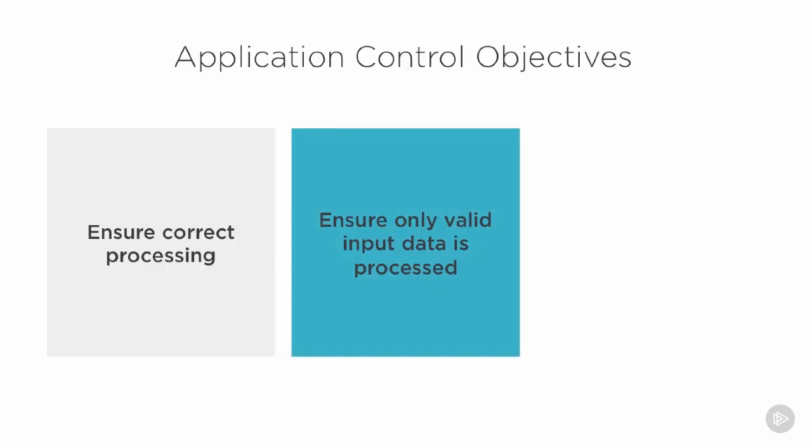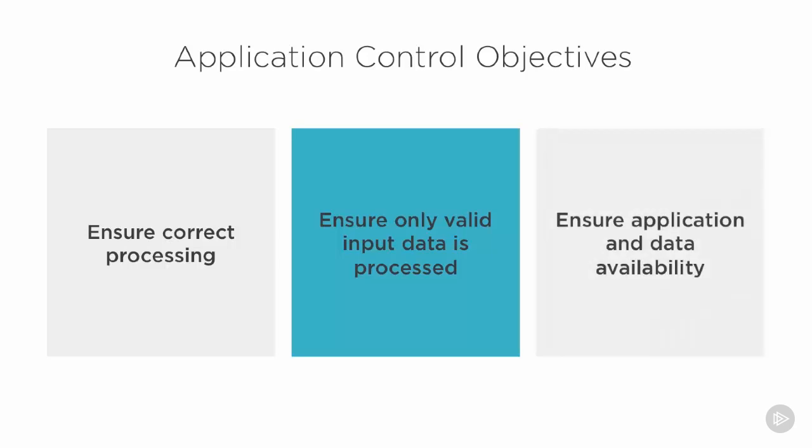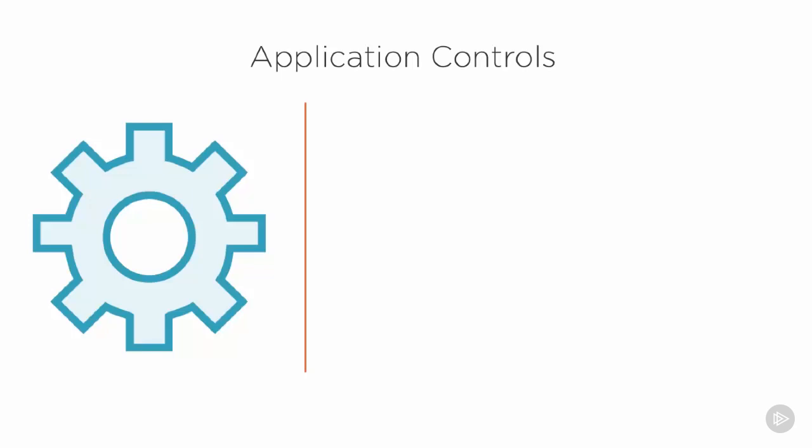We want to ensure that only valid input data is processed, to make sure that a person could not access your account or do some type of invalid transaction. And we want to ensure that the application and of course the data itself is available to those who need it. So what are some of the application controls we use?